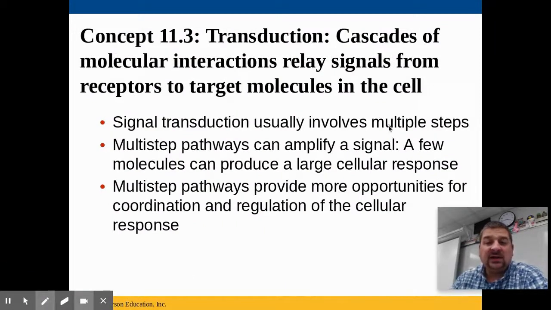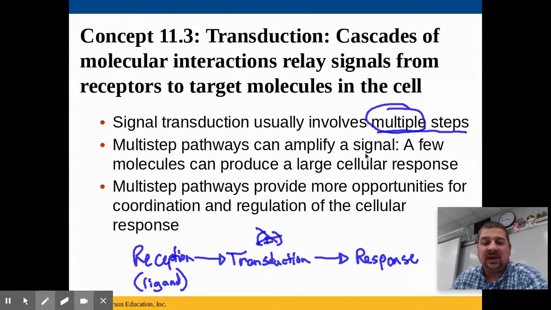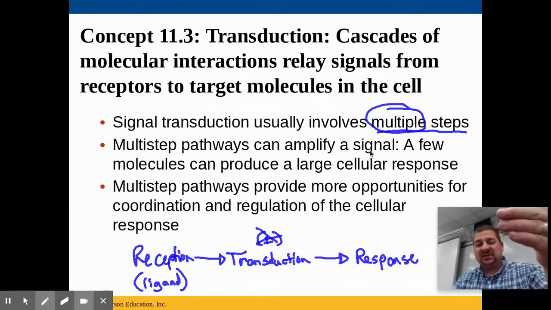Okay, signal transduction. It's important to understand that it's not just, okay, here is the reception of our signal or our ligand, and then it's transduction that goes through the cell, and then we get a cellular response. Oftentimes this isn't just one sort of protein that's shuttling the response. This is often multiple steps, multiple proteins that affect each other, and you'll see that here in a second.